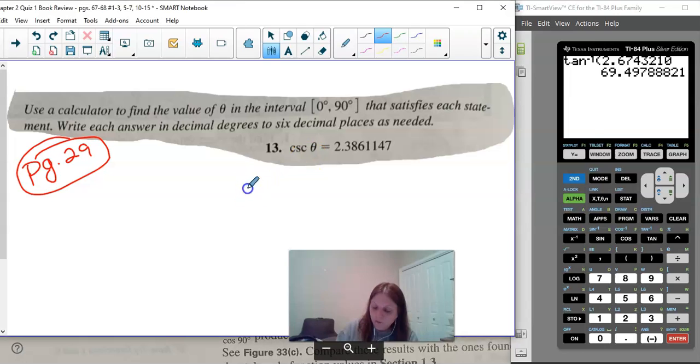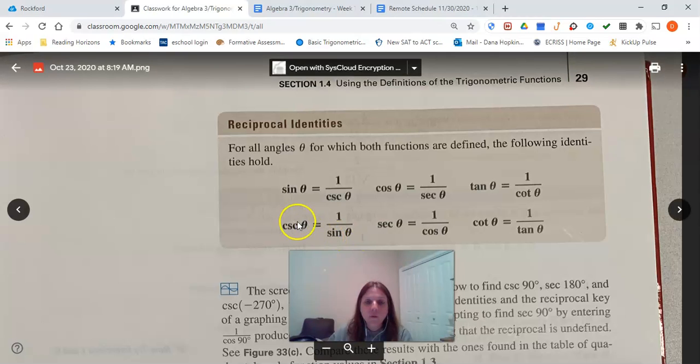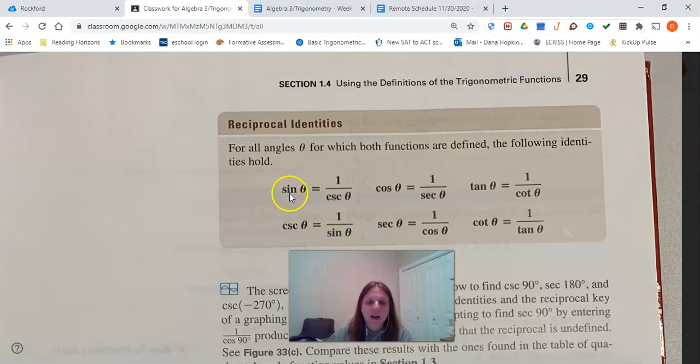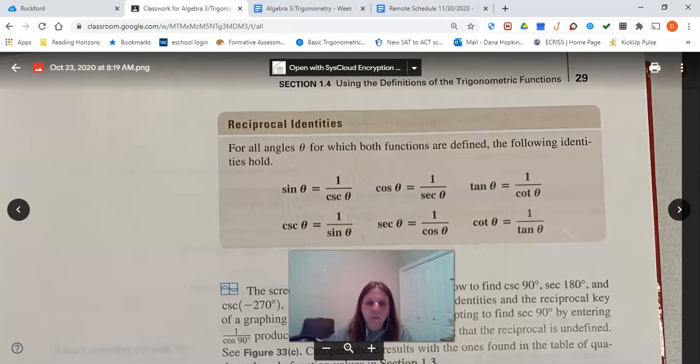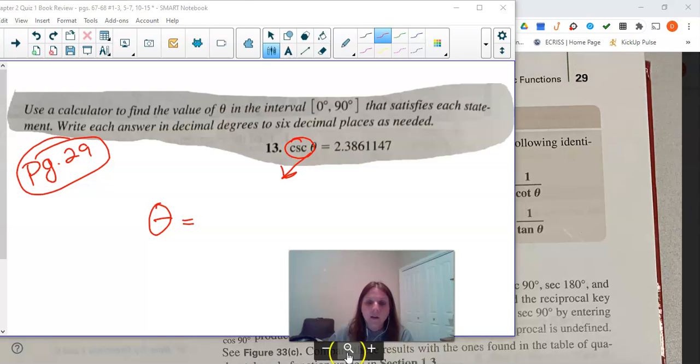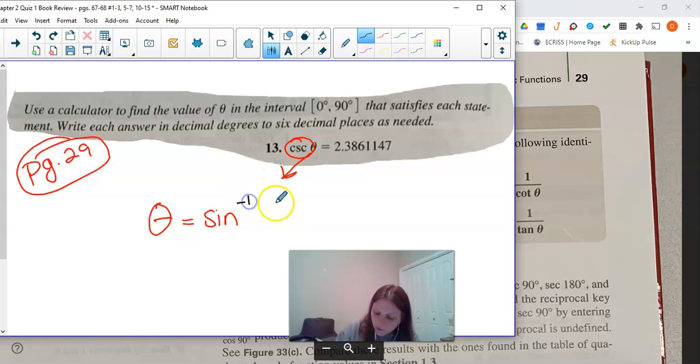So again, I'm looking for the angle on this one. But the problem is I cannot use the cosecant key. So I'm going to need again to refer to page 29. Instead of the cosecant, I'm going to be using the sine button. And sine is the same as 1 divided by cosecant. But this is different than the ones we did in the last 2 examples. We have to put the sine next. We're still doing the inverse.